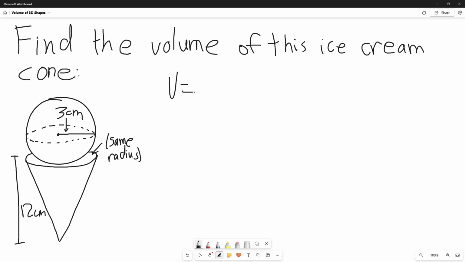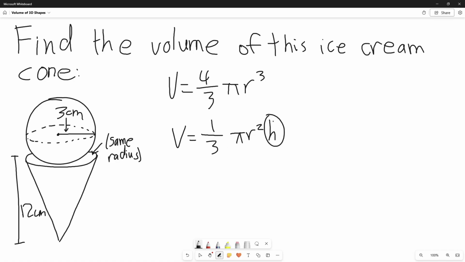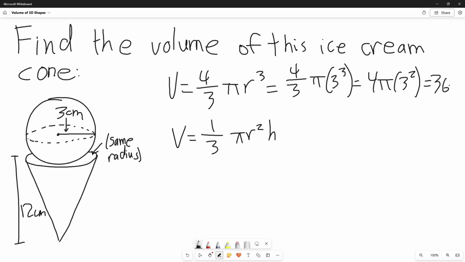So first, let's write down the volume of the sphere, 4/3 pi r cubed, and the cone, 1/3 pi r squared h. And so we need the radius of the sphere, which we already have, which is 3 centimeters. And we need the radius and the height of the cone, which we're given 12 centimeters, and the same radius as the sphere, which is 3. So let's plug in our values. For the sphere, it's 4/3 pi times 3 cubed, which is 4 times pi times 3 squared, which is 36 pi.